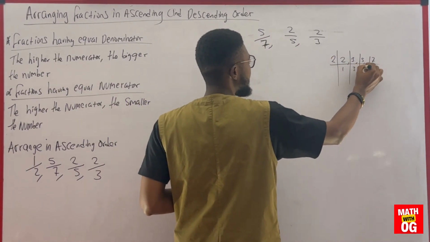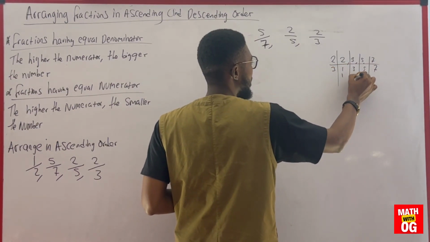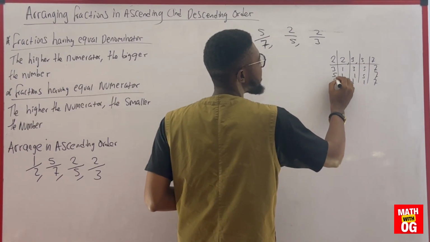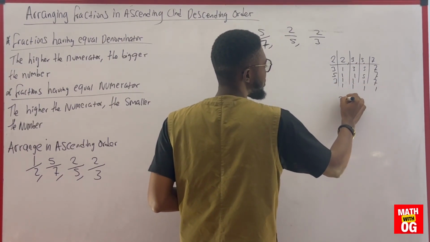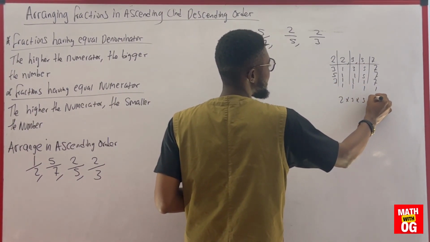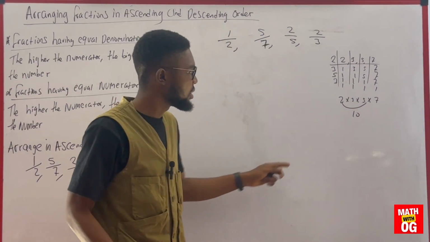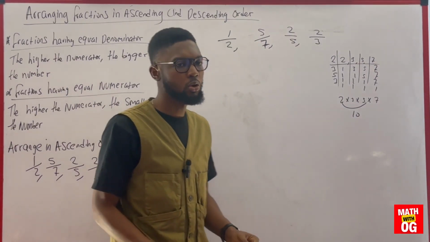2 here, 1, 3, 5, 7. You have 3, 1, 1, 5, 7. You have 5, 1, 1, 1, 7. And you have 7, 1, 1, 1, 1. So the LCM is 2 times 3 times 5 times 7. 2 times 5 is 10. 3 times 7 is 21. So therefore, 21 times 10 should give us 210.